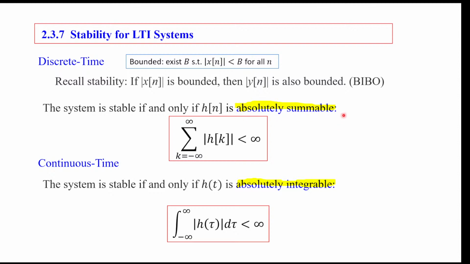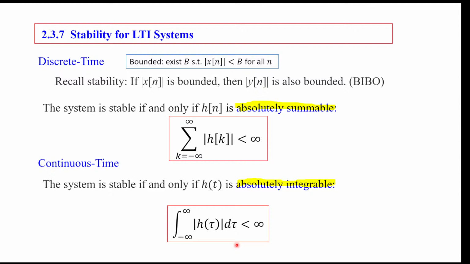Absolutely summable means this equation: the summation over k from minus infinity to infinity of the absolute value of h of k. Summable means the sum is less than infinity. So you sum over the absolute value and it gives you a finite value. Similarly, for continuous time, you integrate over the absolute value and it's less than infinity.